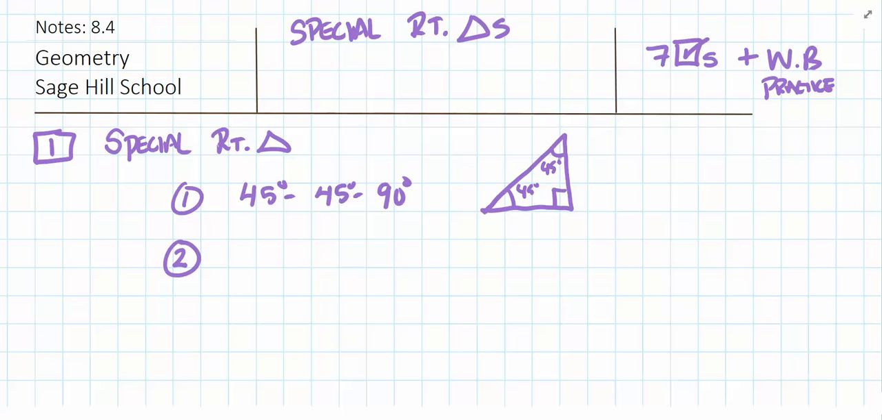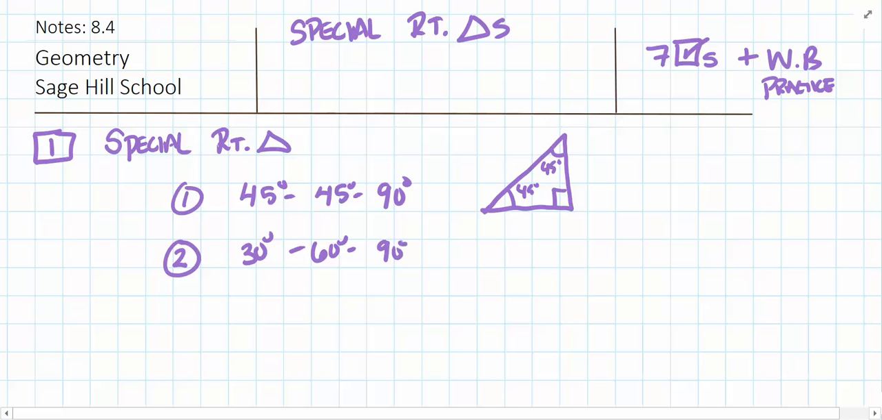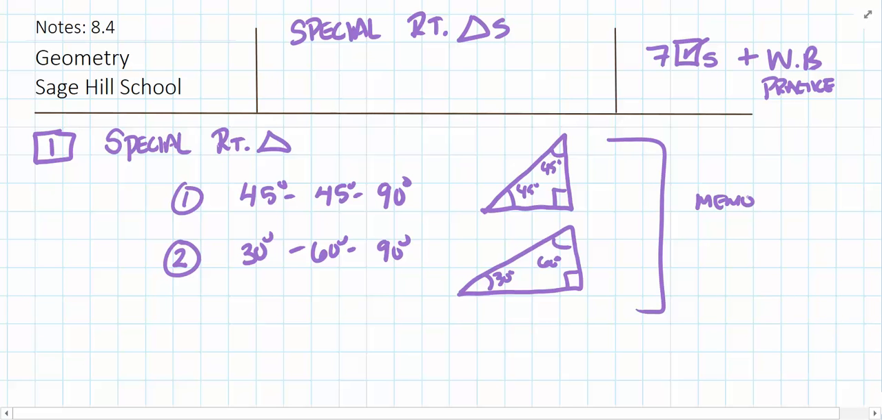The other special right triangle that we're going to talk about today in this lesson is called a 30, 60, 90 special right triangle. So that means I'm going to have one angle that's small, 30 degrees, one right angle after all because it is a right triangle, and the other angle will be 60. Okay? These must be memorized. We cannot stress enough the relationship between the three sides of each special triangle needs to be memorized.